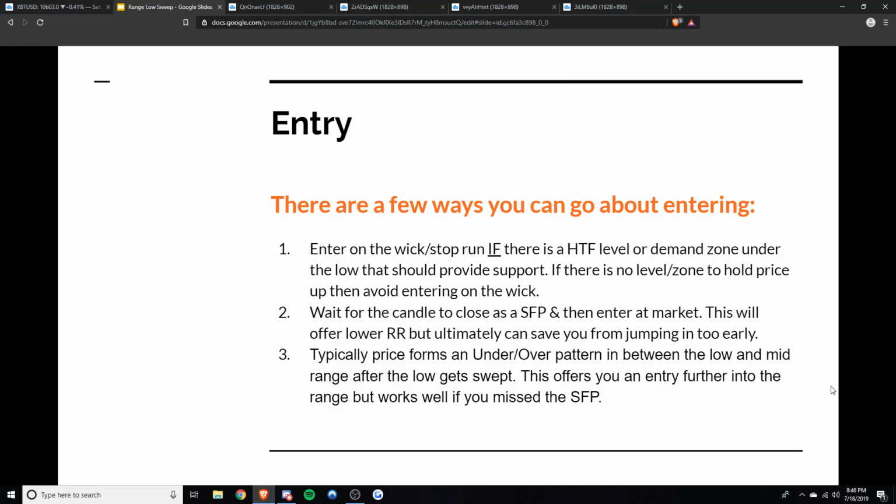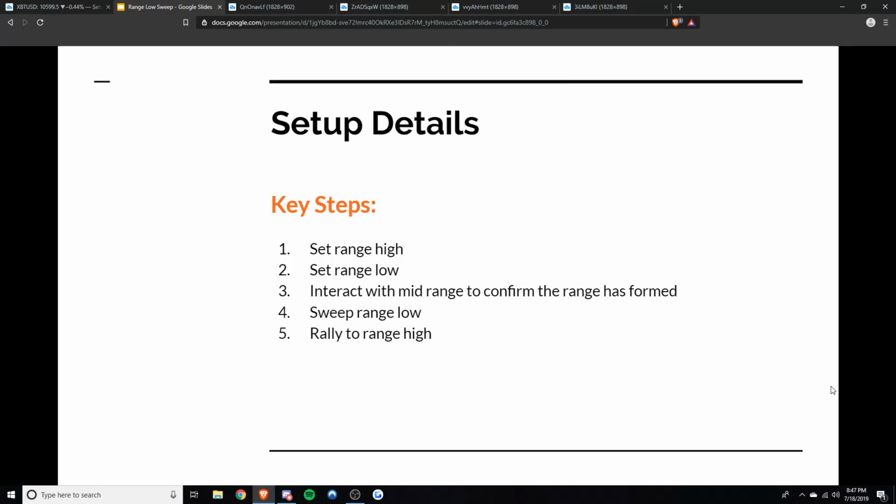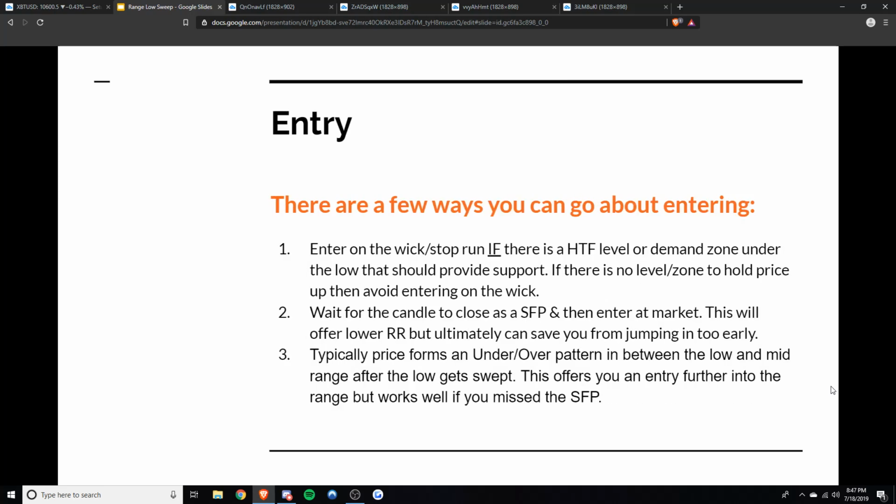Because if it breaks the range low, like say you go with number 1 and there really is no high time frame zone or level, and you're just entering below the range low, it could just close below the range low and then go lower. Just because it sets a range and it goes through the motions of these steps, 1 through 3, doesn't always mean it's 100% going to work out. So if you do wait for the SFP at the low, that's confirmation. At least that's confirmation for me. There are other ways to go about it, but that's the way I like to do it, is number 2.